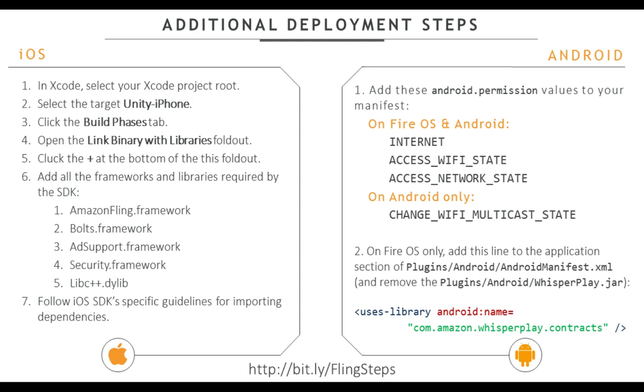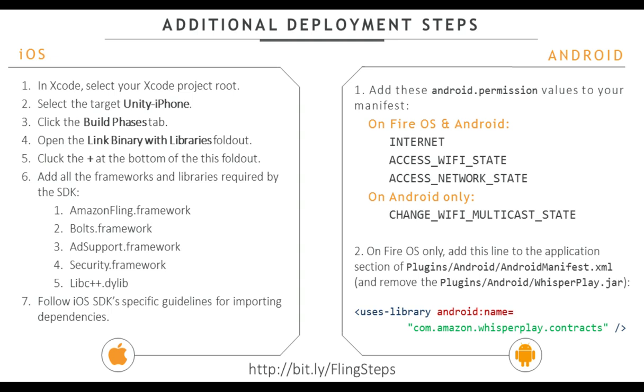Like Mobile Ads, there are a few modifications you have to make to your Android manifest file to enable FLING functionality. Again, basically this comes down to adding the correct networking permissions. If you're deploying on Fire OS, it turns out there's no need to link with the WhisperPlay jar file since it's built in. Instead, you just add that uses library line there to the application section.